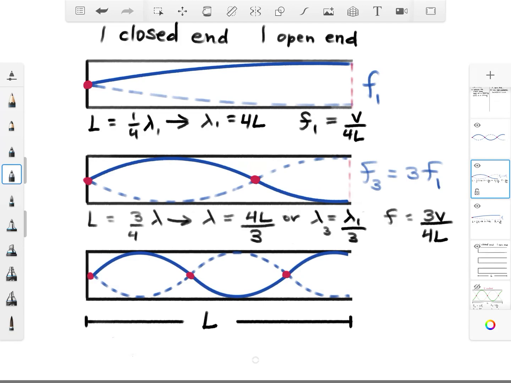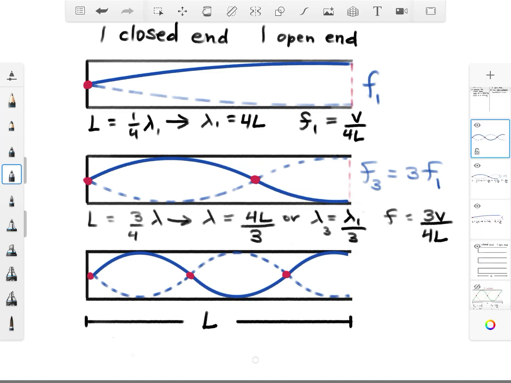The next possible harmonic here is when you get three nodes and one antinode. Again, you're always going to see one antinode, but what changes here is the number of nodes that you have. For F1, you've got one node. F3, you've got two nodes. And now the next one is going to be three nodes, which would be F5.